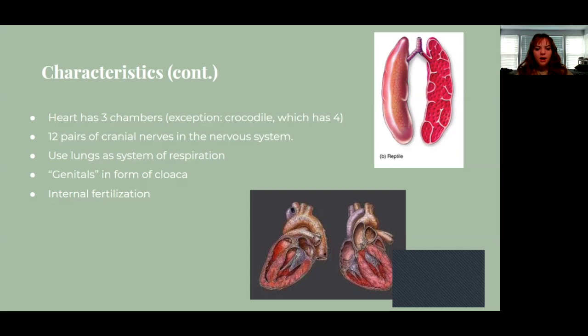And lastly, reptiles breed via internal fertilization. Internal fertilization is another way of protecting those fertilized eggs from dehydration on the land. And also, because it's internal, it's isolated within the female's body, so that limits predation on the young.